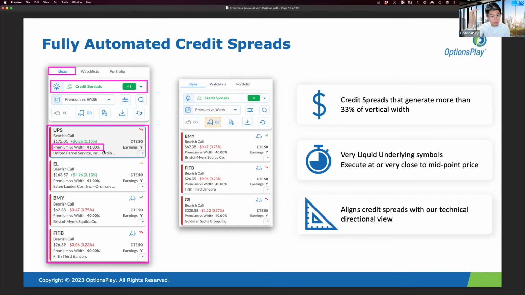I always start at the top of that list and work my way down. And generally, you're going to find plenty of trades in that 40% range. So 33 is the minimum that we want to collect, but usually at the top of the list, there's at least a few that are collecting close to about 40% of the vertical width. And that's really where I spend most of my time looking. And if there are none, I walk away and come back another day to trade. But this is really where I find some of the best trading setups from a credit spread perspective.